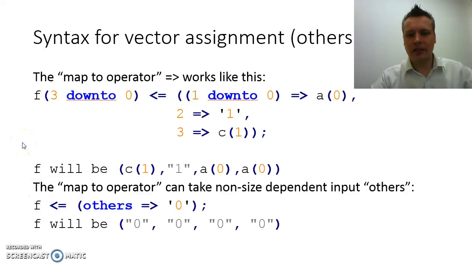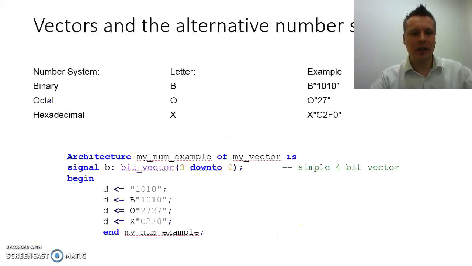The clever thing is that with the map-to operator, we can use a declaration called others, meaning that if we don't know the length of the vector or the bus we want to assign things to, we can just say others and assign 0. So that means we just assign 0 to the entire array here, and we don't need to specify the length of the array, so it's quite clever.